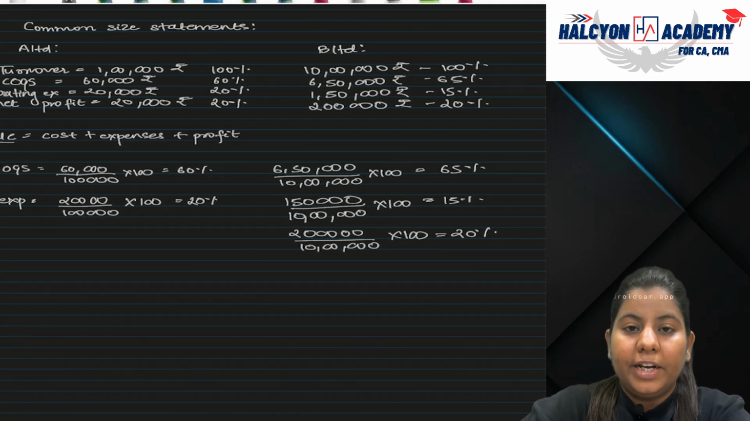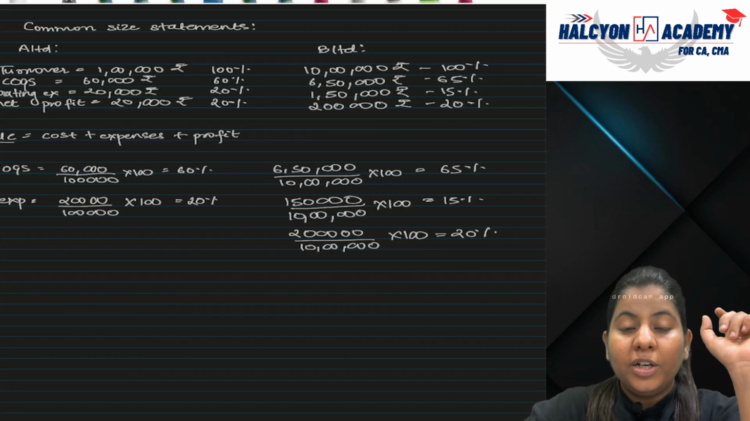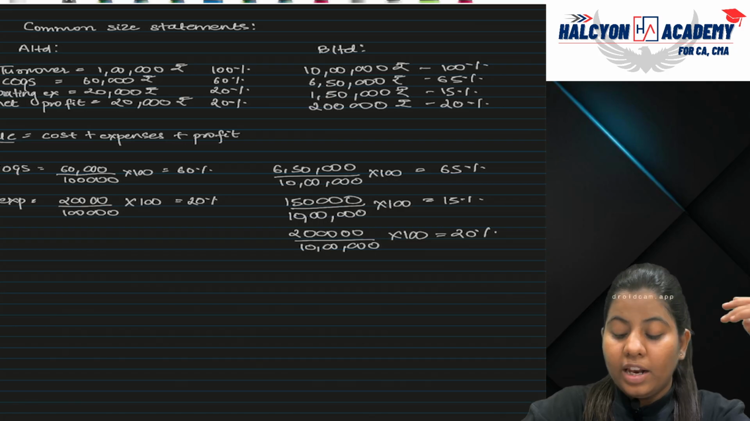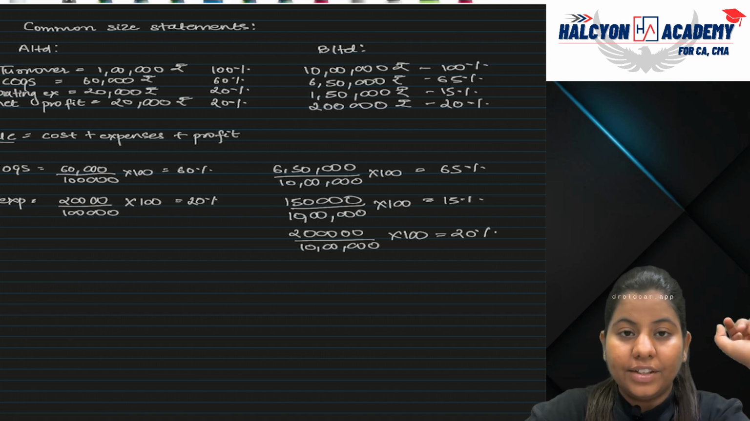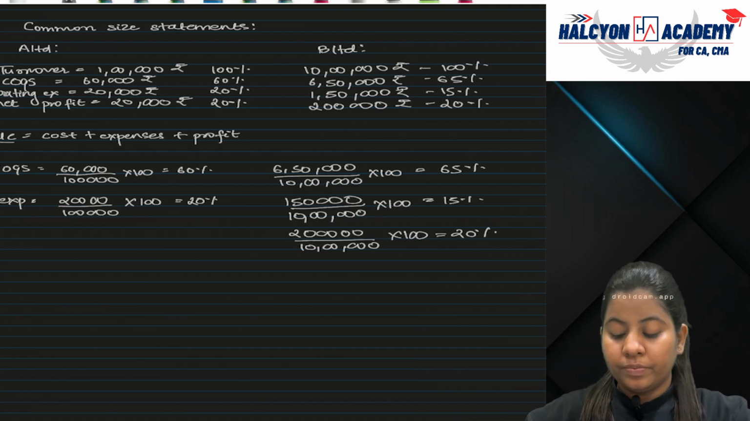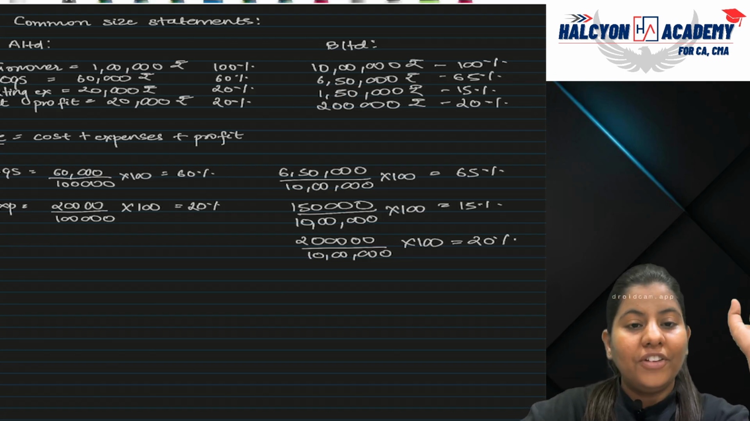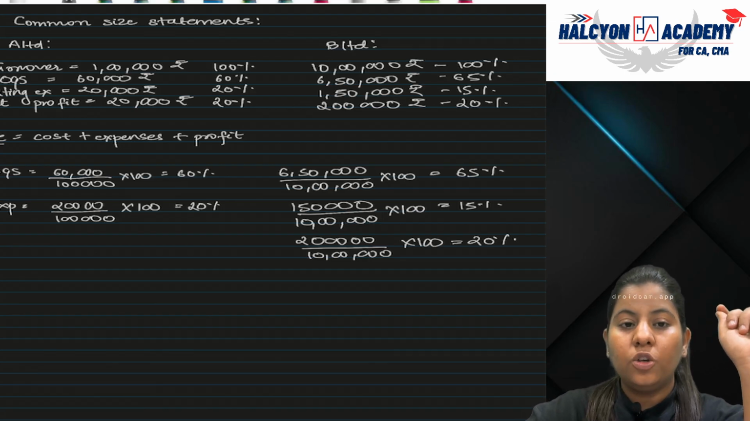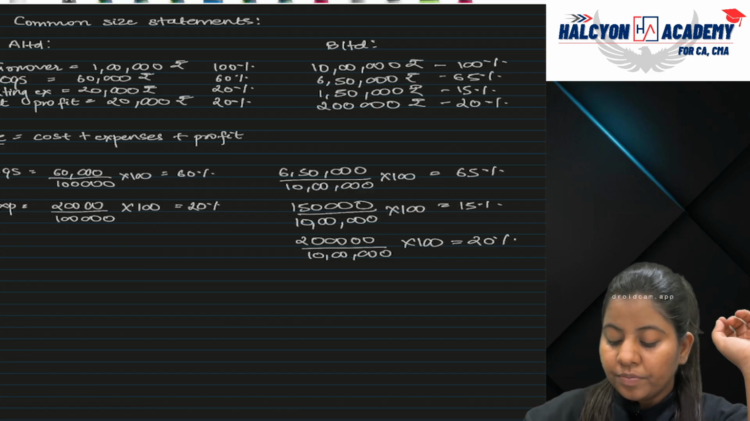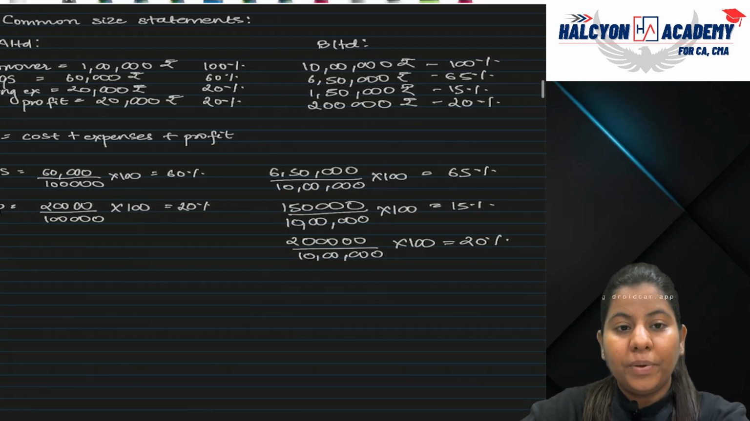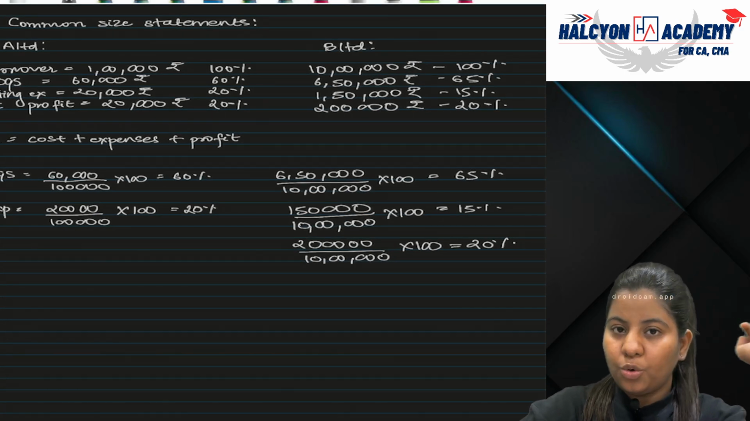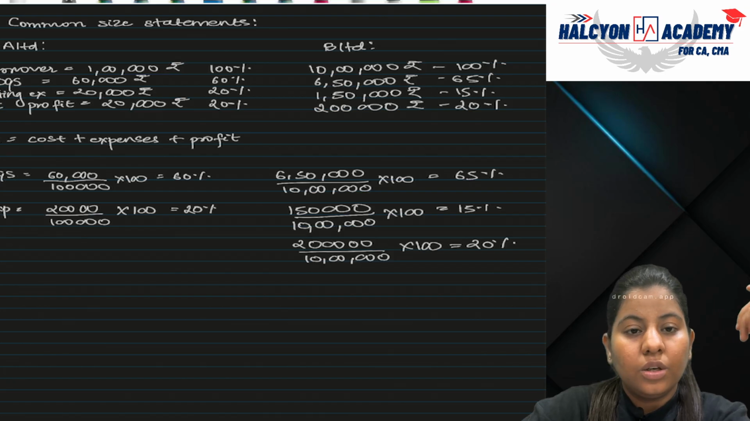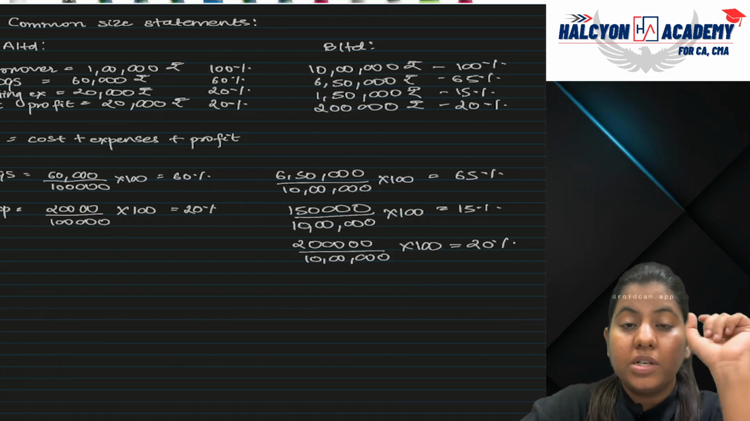So through common size statements, the element of size is removed. Now we only have percentages, so we have to compare the percentages. Both have a net profit of 20%. The profit margin of both companies is 20%. Now let's compare element wise. A Limited has 60% as cost, but B Limited has 65% as cost.